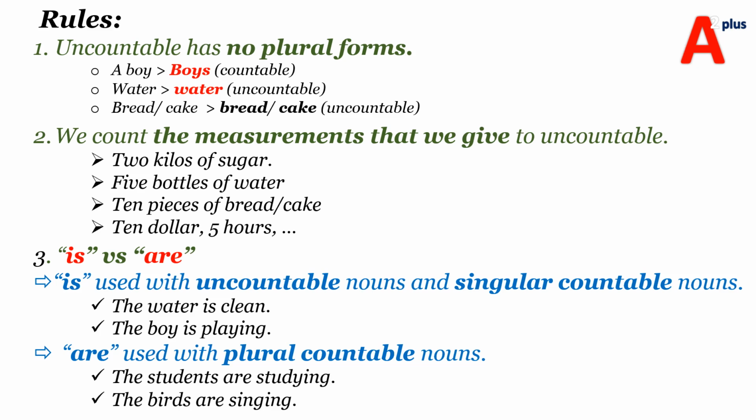The same, bread and cake are uncountable, right? So how do you count them? Through pieces, okay? Give me 10 pieces of bread. Give me 5 pieces of cake. Give me 1 kilogram cake, all right? So this is how we measure cake and bread, or how we count cake and bread. But cake and bread are uncountable. A lot of people get confused on this one, so be careful with this.